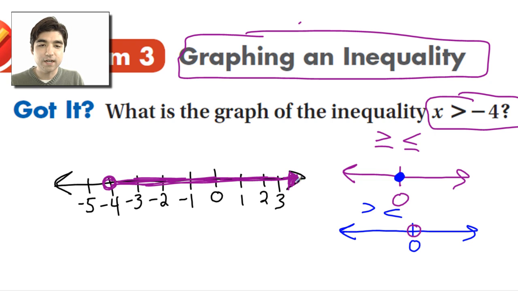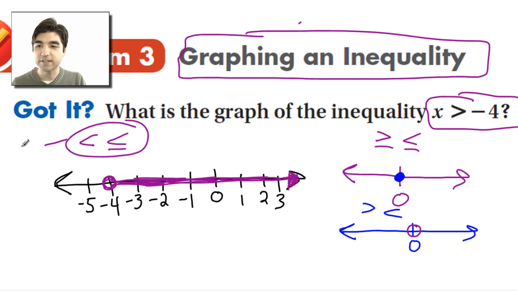So for most, anytime that you have greater than, that's always shade to the right. If you have less than, let me write these. So all of these are shade left. All the greater thans are shade right.